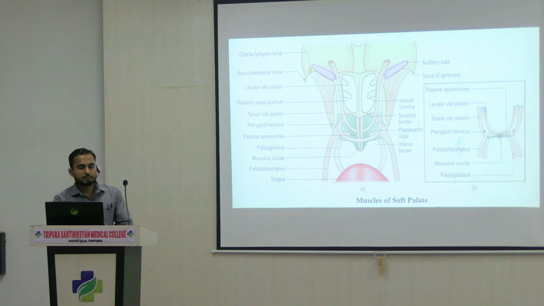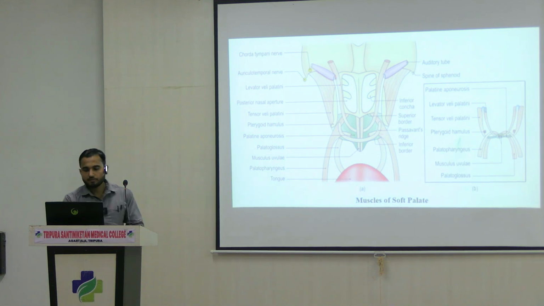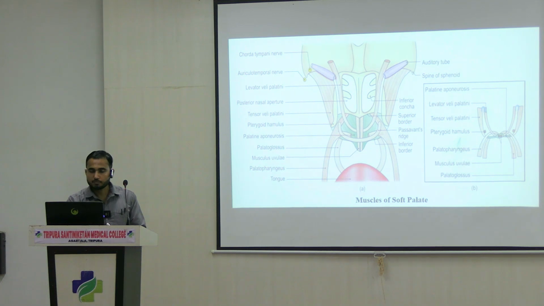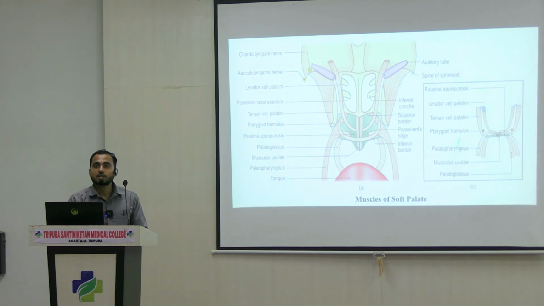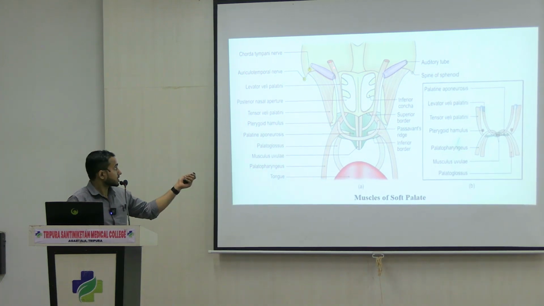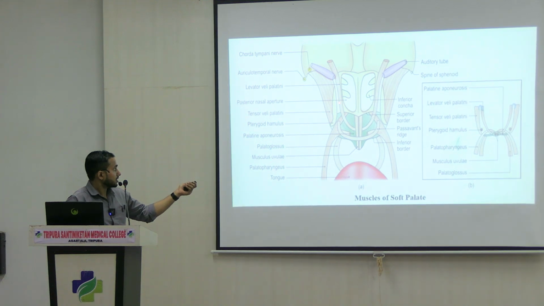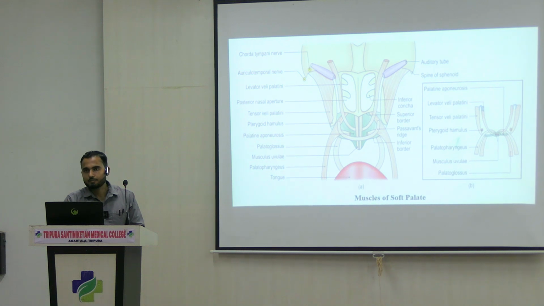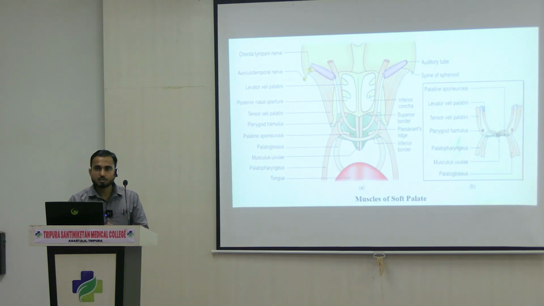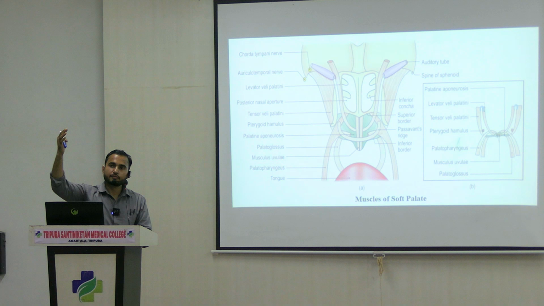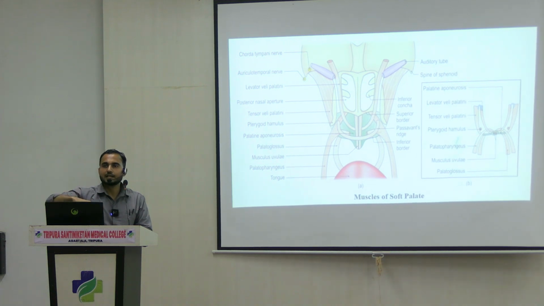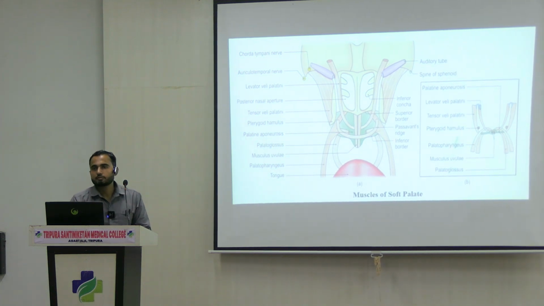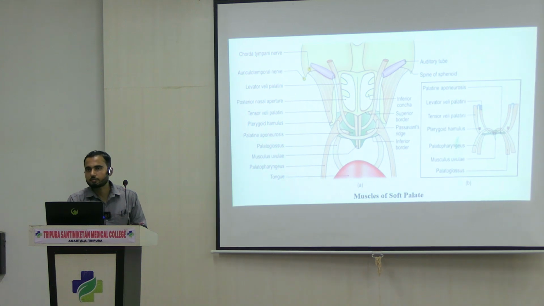Next is the levator veli palatini. See, this is the levator veli palatini. The levator veli palatini also arises from the cartilaginous part of the pharyngotympanic tube and the petrous part of the temporal bone. Now it is also getting attached to the palatine aponeurosis. So these are the two muscles which are coming from above, and then they are attaching into the aponeurosis of the soft palate.